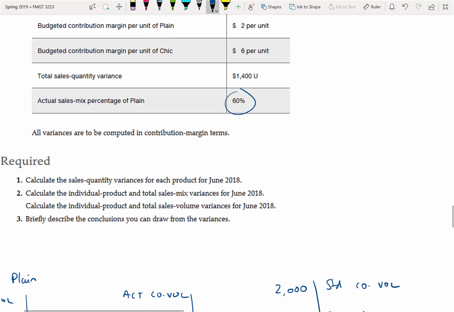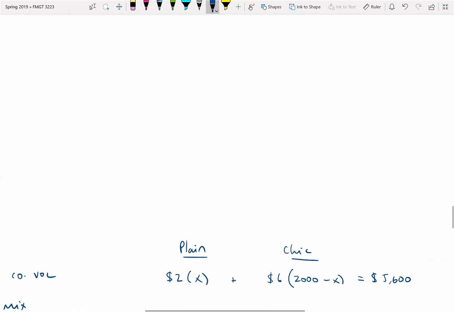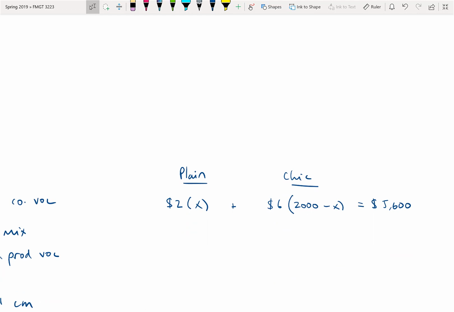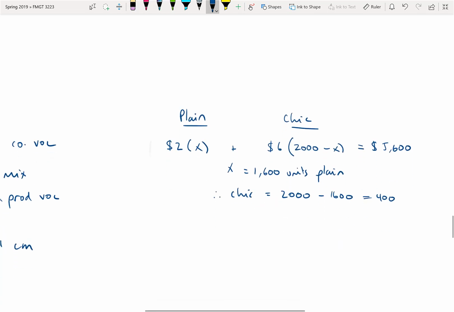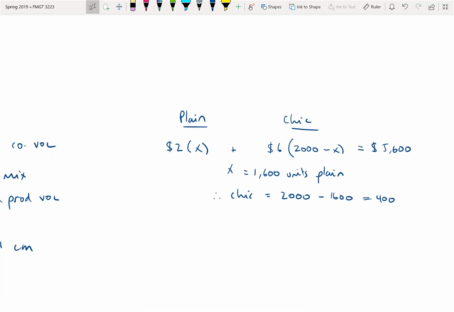Okay, so we put those two numbers together. What that's given us is a nice little equation here that we can then solve. And what we get if we solve for X is 1,600 units of Plane. And therefore the number of units of Chic will be equal to 2,000 minus the 1,600, which is 400 units of Chic. Okay, now what that allows us to do is to work out a percentage.